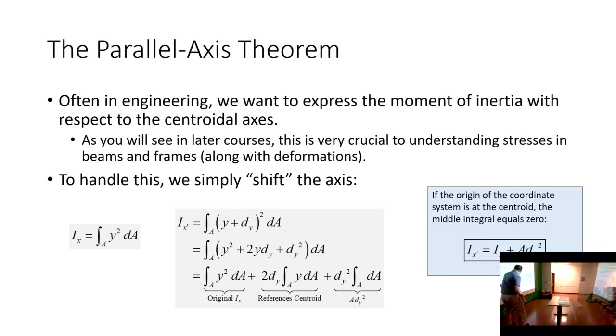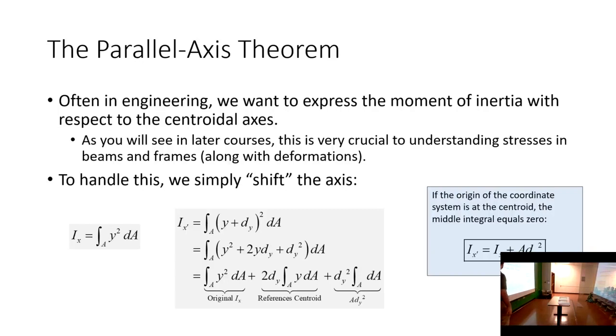So this first integral, that's just the original moment of inertia. This middle integral here, I'm going to get back to, but this one here is just the area times that shift squared. So what's going on with this? Well, let's look at what we have here. We have 2d times the integral of y. But have we seen that integral before? Yeah, we've seen it before. We saw it in reference to the centroid, right? So if we're placing our coordinate system at the centroid, that means y bar is 0, so that means this integral is going to be 0, so we can sort of ignore that.